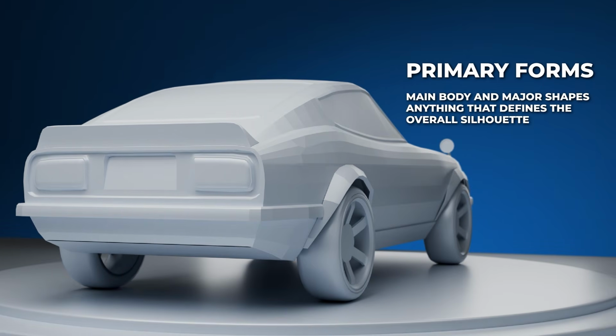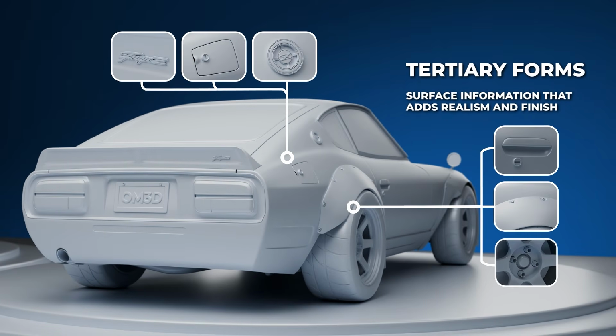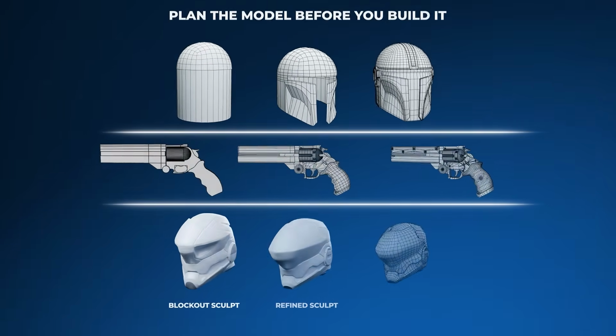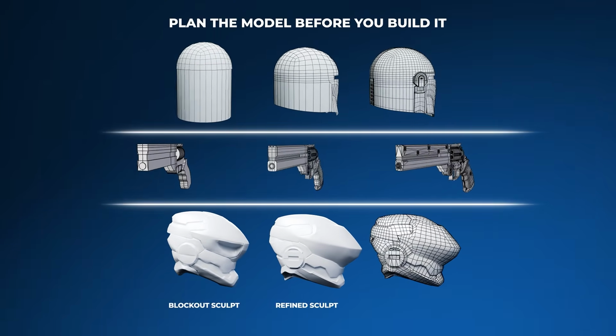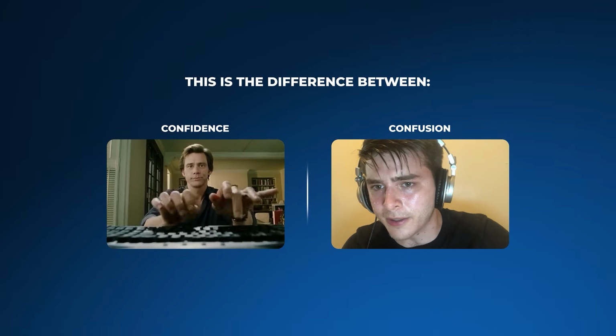Now, let's break the model down into layers. Primary forms are your big shapes. Secondary forms support those shapes, and tertiary are your small details. This keeps you organized and focused. If you jump straight into the small details, you're going to keep adjusting and breaking things over and over, and trust me, I'm speaking from experience.